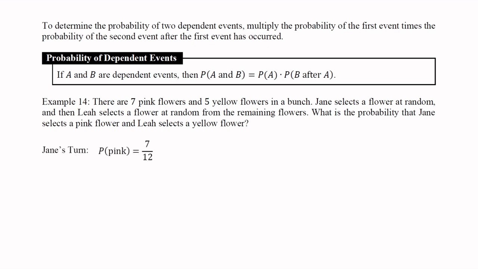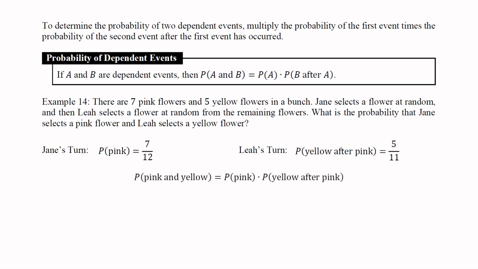So on Jane's turn, the probability of selecting a pink flower is 7 out of 12 because there are 12 flowers in the bunch and 7 of them are pink. Then on Lee's turn, there is a probability of 5 out of 11 of selecting a yellow flower after the pink flower has been pulled because there are 11 flowers left, 5 of which are yellow. So the probability of a pink and a yellow is the probability of pink times the probability of yellow after pink, which is 7 out of 12 times 5 out of 11. When you multiply them together, you get 35 out of 132.